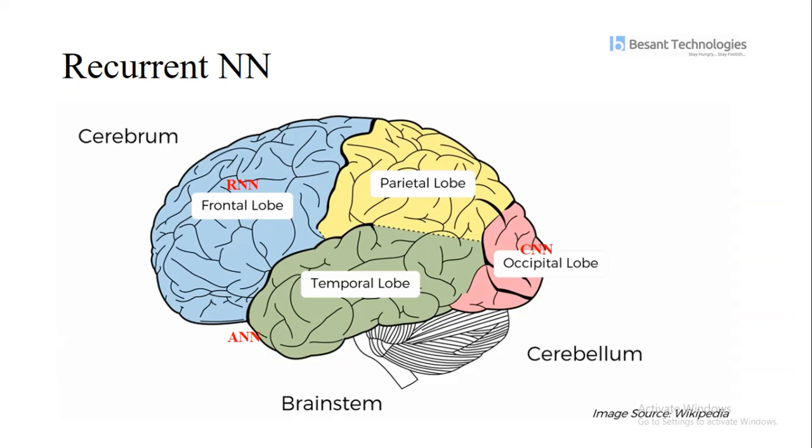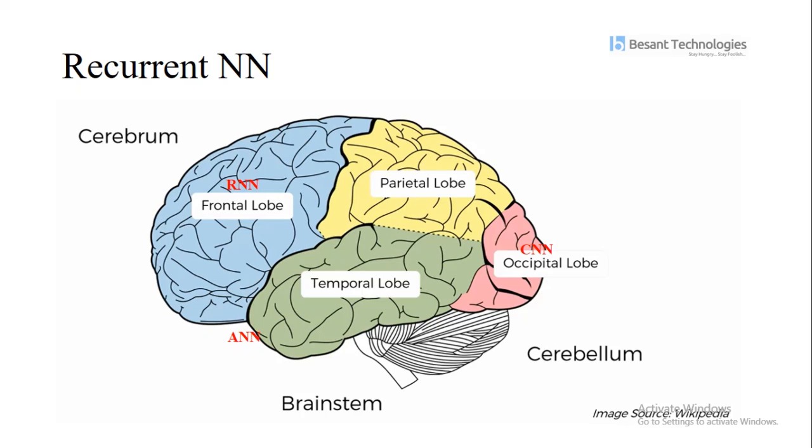Now this is a human brain image. In the human brain we have the parietal, temporal, frontal and occipital lobes. This part is known as the cerebellum, this is your brainstem, and this is the cerebrum. This frontal lobe is RNN, recurrent neural networks. This occipital lobe is nothing but CNN, convolutional neural network, and this temporal lobe and brainstem is our ANN.